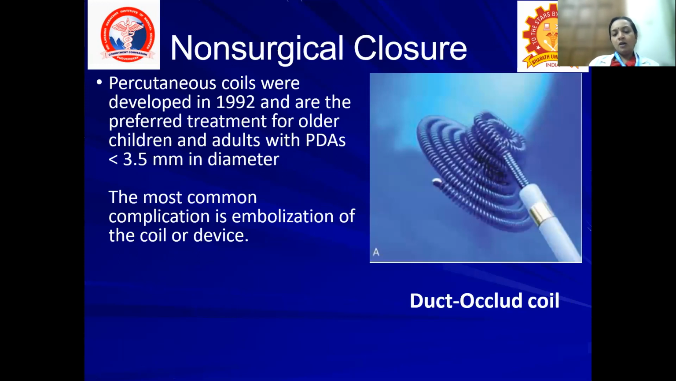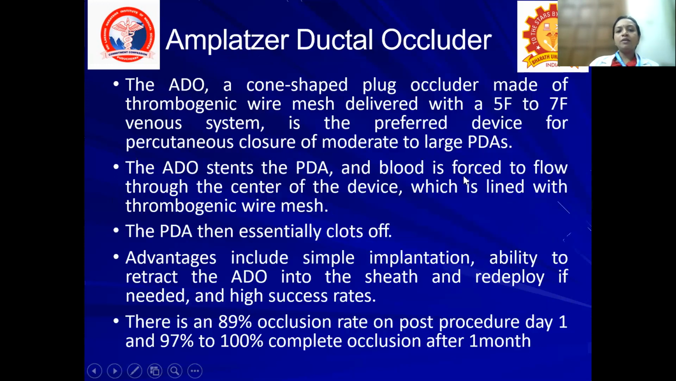Non-surgical closures include percutaneous coils, which were initially developed in 1992 and are considered the preferred mode of treatment for older children as well as adults with PDAs of less than 3.5 millimeters in diameter. This is a picture of the duct occlude coil. The most common complication with this would be embolization of the coil or the device.